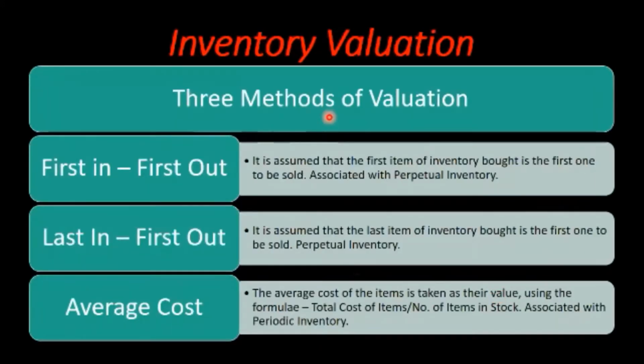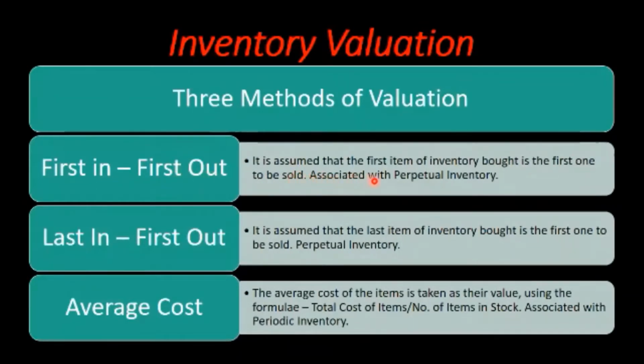You have inventory valuation now. This is not just the records, we are looking at the value of the inventory or the stock. We have three methods of valuing it. In fact, there are much more than three methods, but for CSEC purposes, these are the three that we have to know. This first one is called first in, first out, and it is assumed that the first item of inventory bought is the first one to be sold. Right? Hence the name first in, first out.